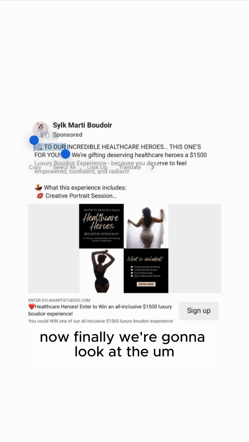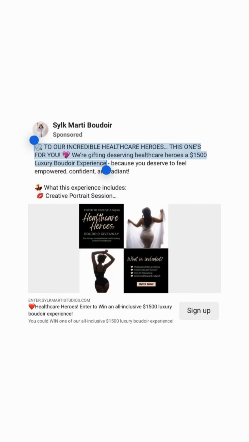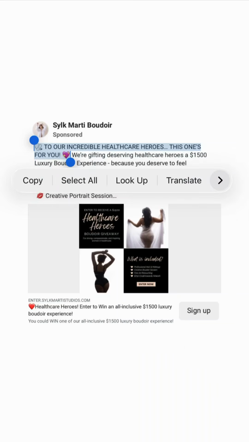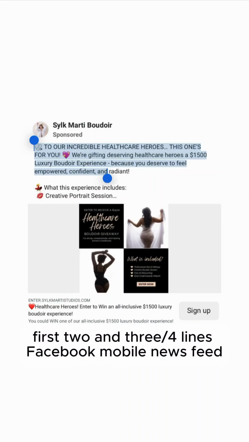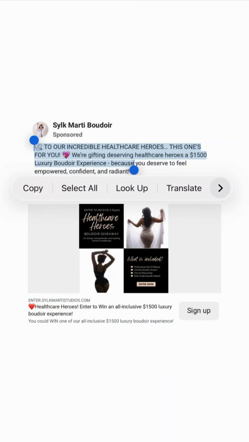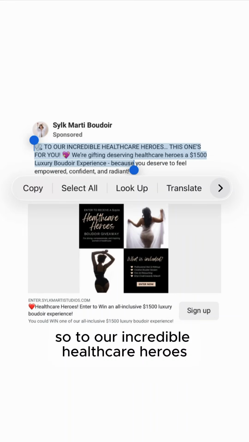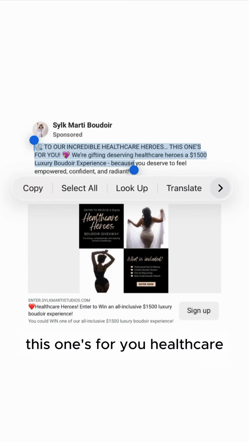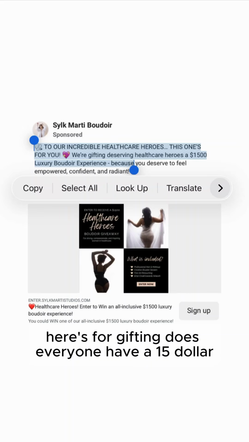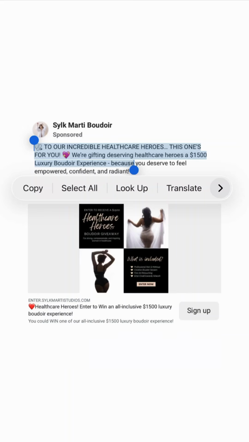Now, finally, we're going to look up here. See more headline, first 2 3/4 lines, Facebook mobile news feed. This is the only thing that will show up actually on Facebook. So to our incredible healthcare heroes, this one's for you. Healthcare heroes for gifting. Does everyone have $1,500 luxury boudoir experience?